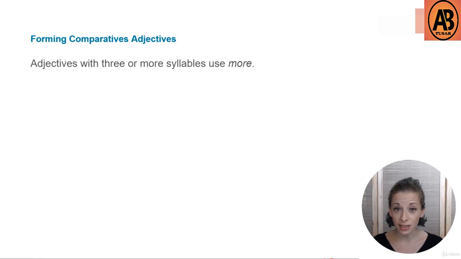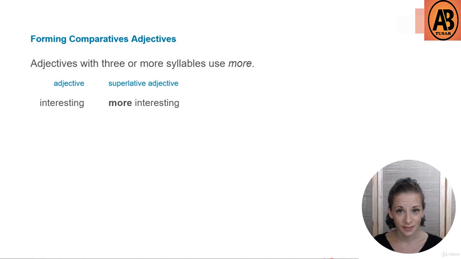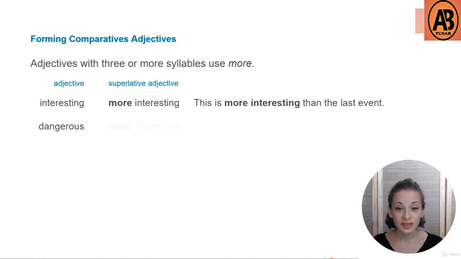Adjectives that have 3 or more syllables always use more. For example, interesting. That has 3 syllables. So we use more, and that goes before the adjective. More interesting. This is more interesting than the last event. Another 3-syllable adjective is dangerous, which becomes more dangerous. Motorbikes are more dangerous than cars.